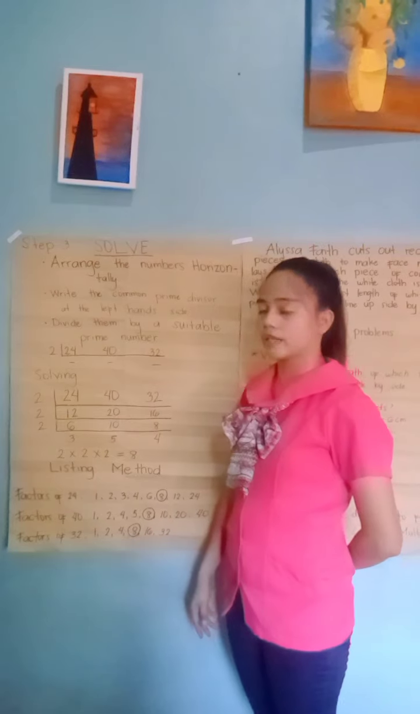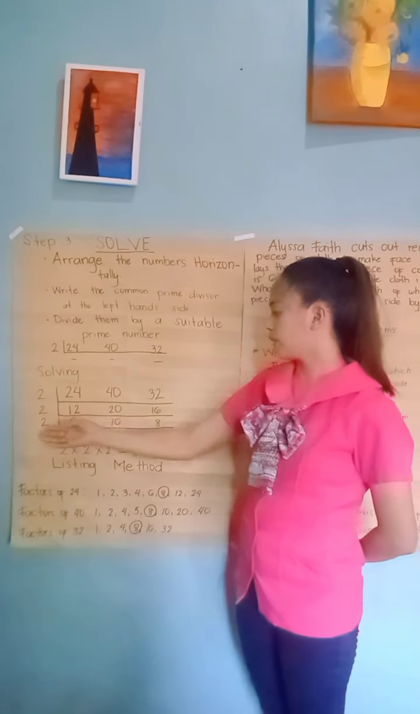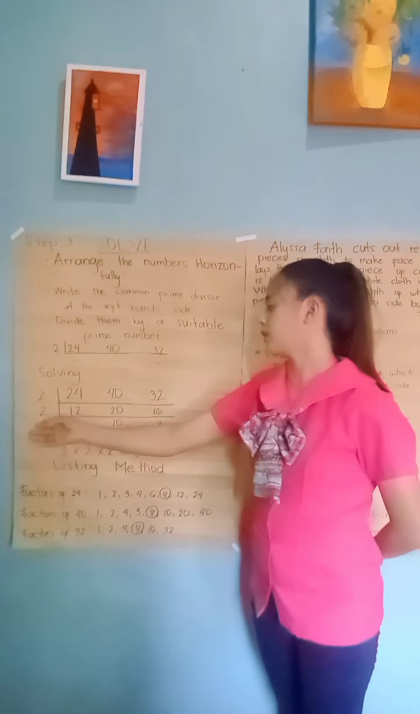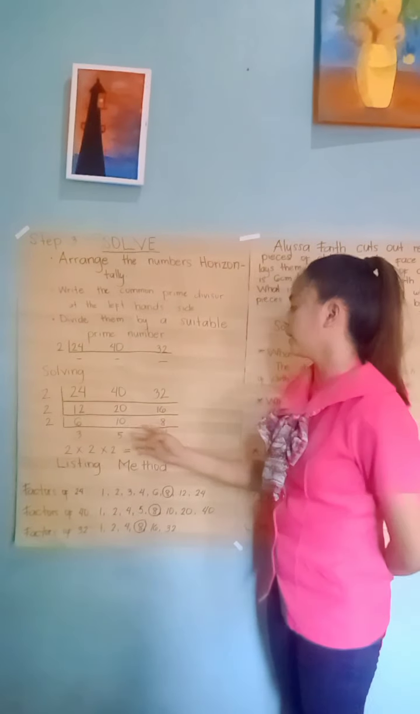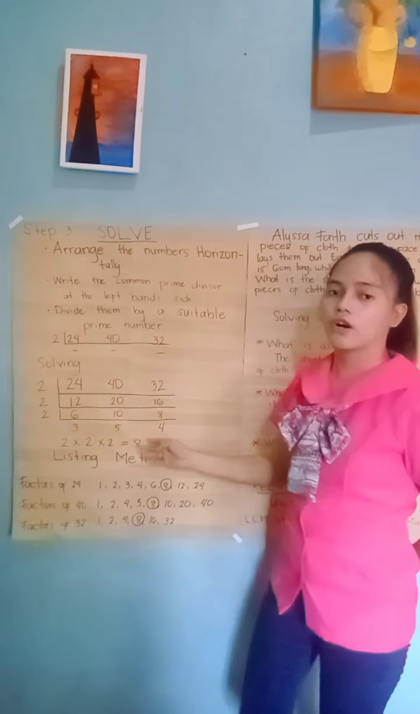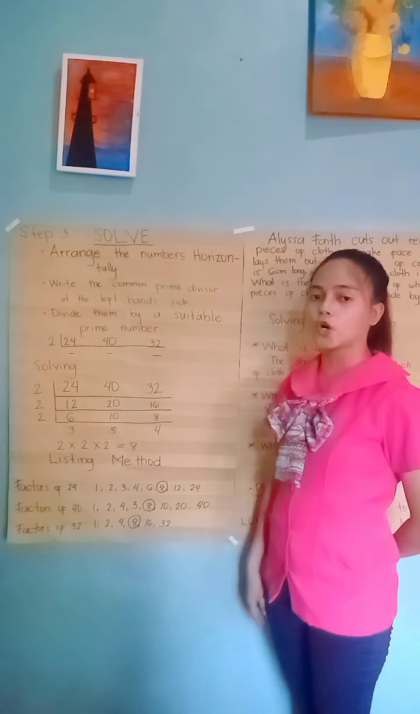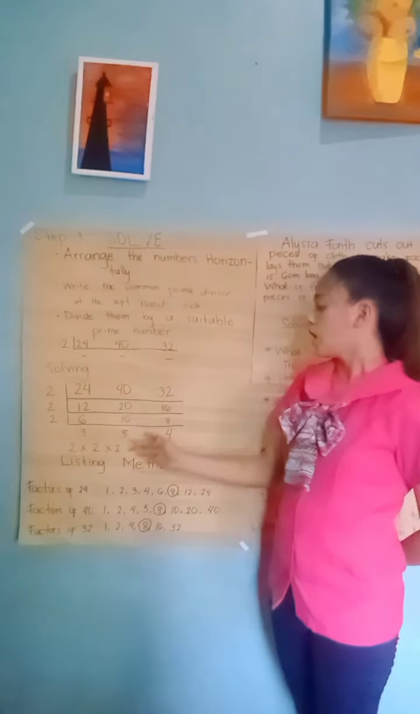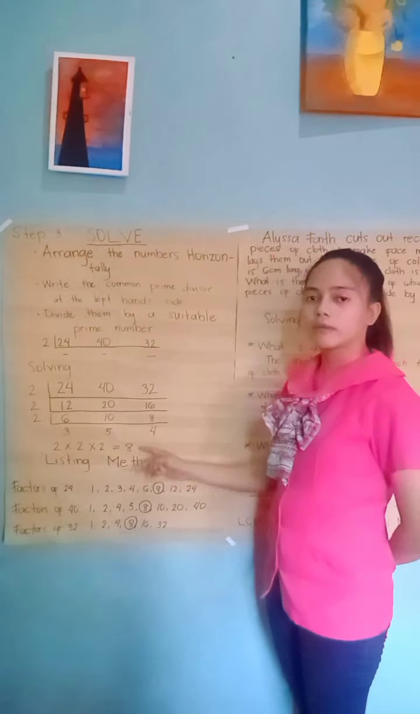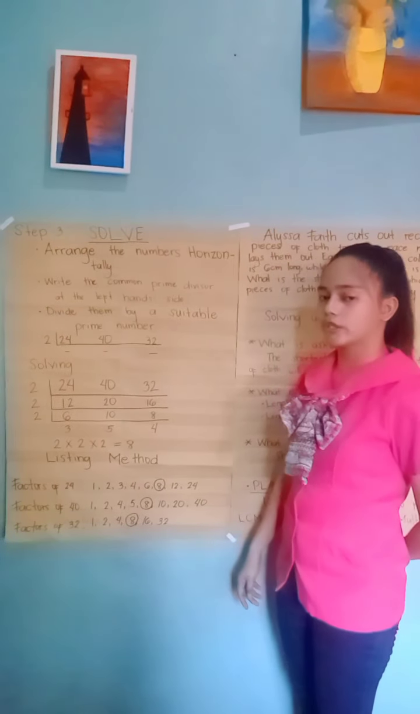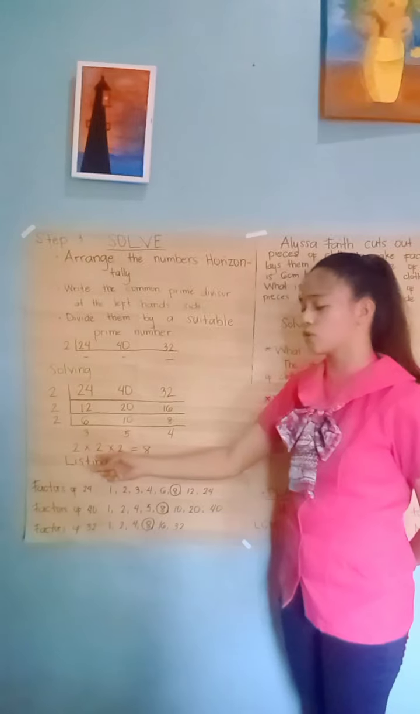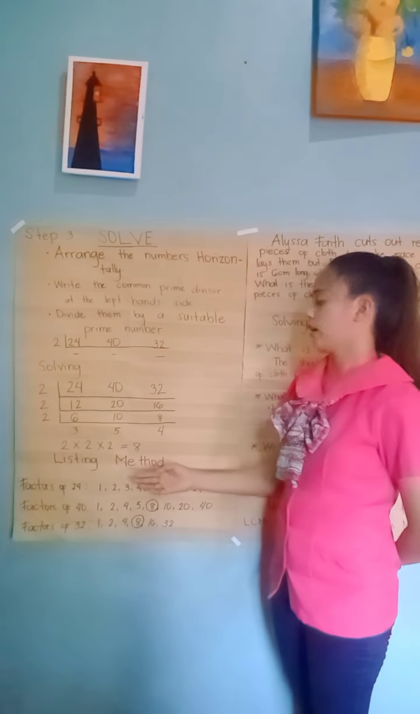So let's divide again by 2. 6 divided by 2 equals 3, 10 divided by 2 is equal to 5, and 8 divided by 2 is 4. So in this case, 3, 5, 4 have no common divisor. So this time, multiply all the prime factors or the common divisors. So 2 times 2 times 2 is equal to 8.